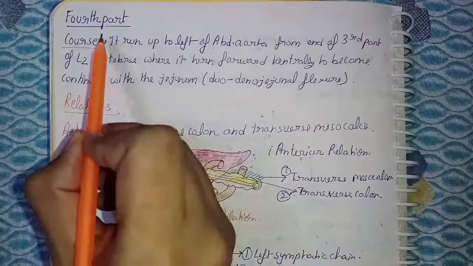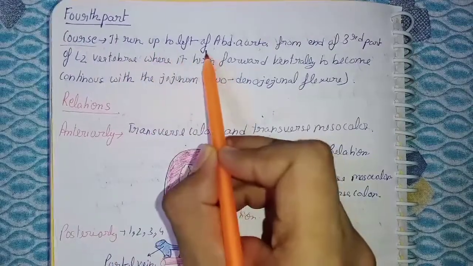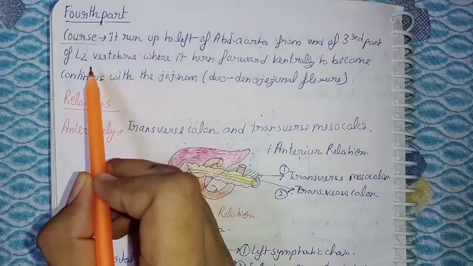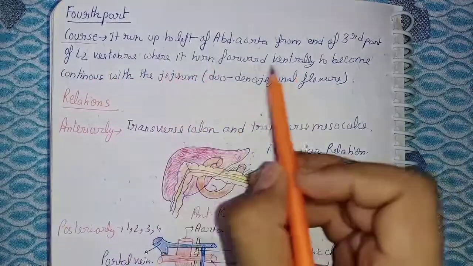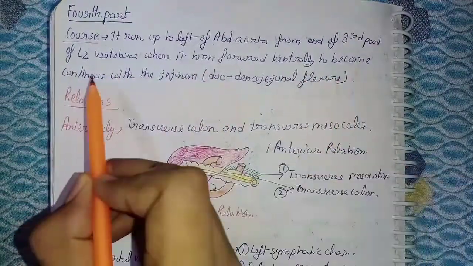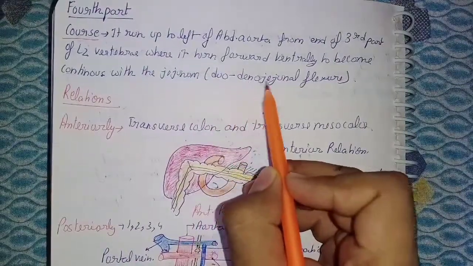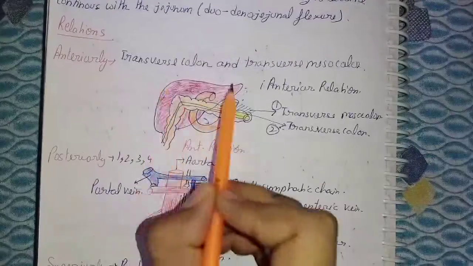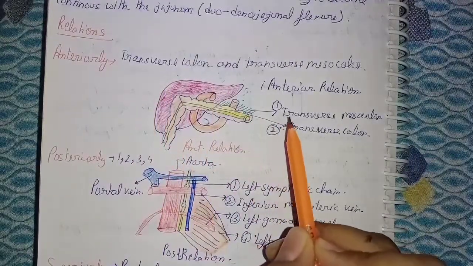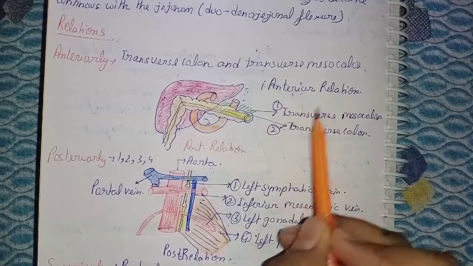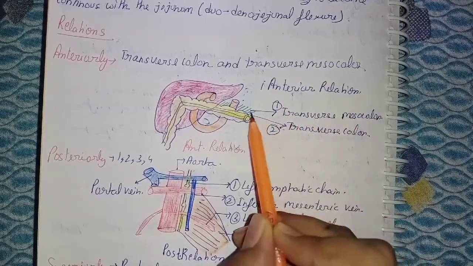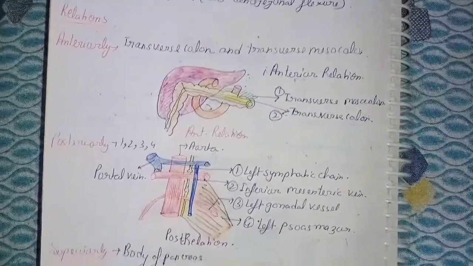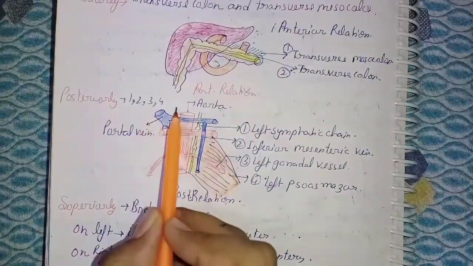Now coming to the fourth part of duodenum. Its course is that it runs up to the left of the abdominal aorta from the end of the third part to lumbar 2 vertebra, where it turns forward ventrally to become continuous with the jejunum, forming the duodenojejunal flexure. Its relations: anteriorly, as you can see in the diagram, there are two relations on the anterior surface. This is the transverse mesocolon, and the transverse colon. And posteriorly there are four relations.